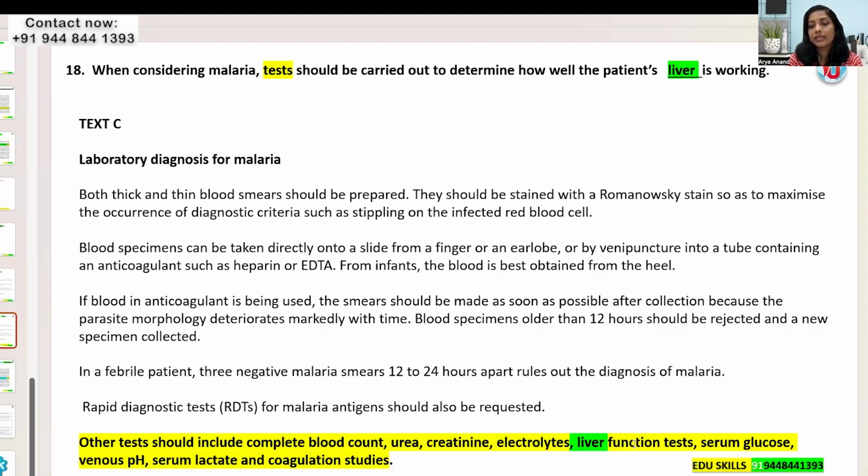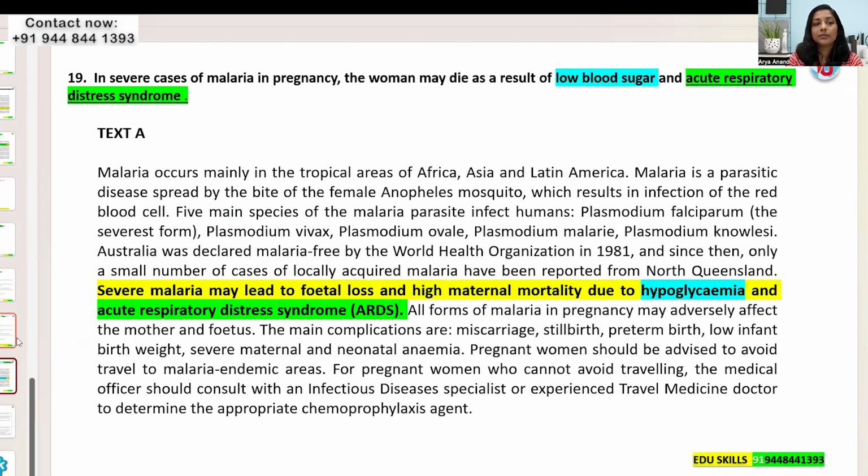Liver. Liver, because here it's a liver function test, you need to know how the liver is working. Liver function test, what is the value for that? You need to check. So liver is your answer. Liver is working.